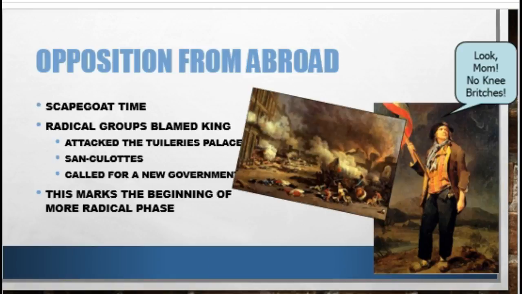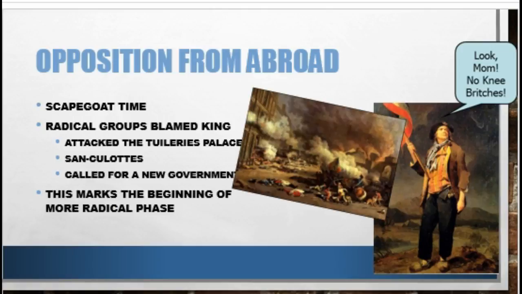So as fear of defeat grew, many believed the royals and even the Legislative Assembly were betraying France. French radicals in Paris organized mob attacks on the royal palace at Tuileries, as you can see here, live action footage. And the Legislative Assembly, they asked them to take the king hostage. The king now became a scapegoat.